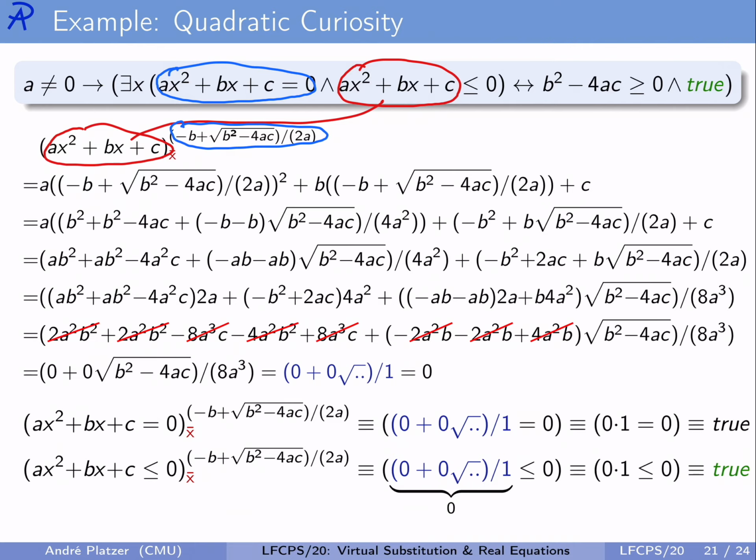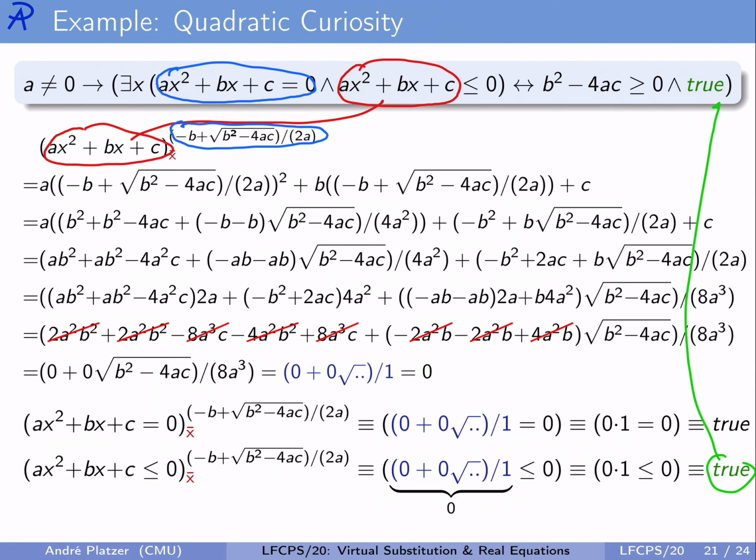And now, if we plug in this square root into an equation, we would find out that after this evaluation, it's just a zero number. And comparing zero to zero, even with the constructions, will give us zero times one equals zero, which is very simply true because zero times one is zero indeed. And if we plug this in for a less or equal comparison, we will get zero times one is less or equal to 0, which is also very much true. In other words, here we will get back the value that we expected at the end.